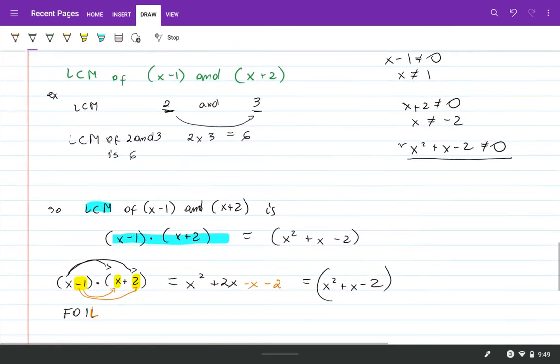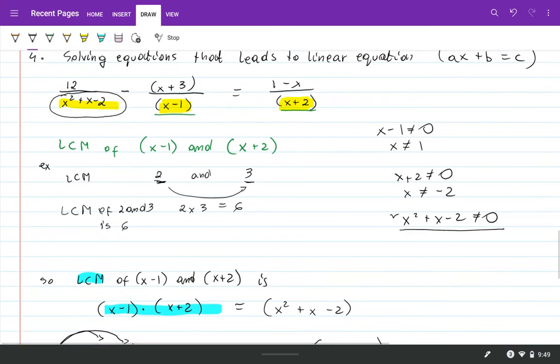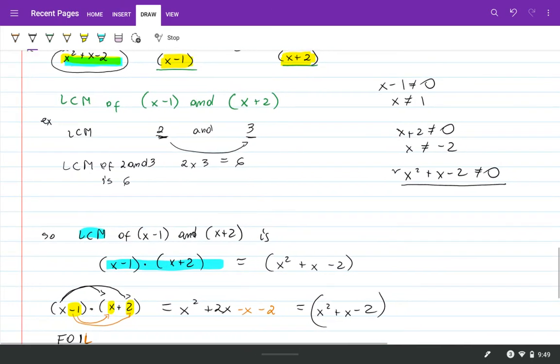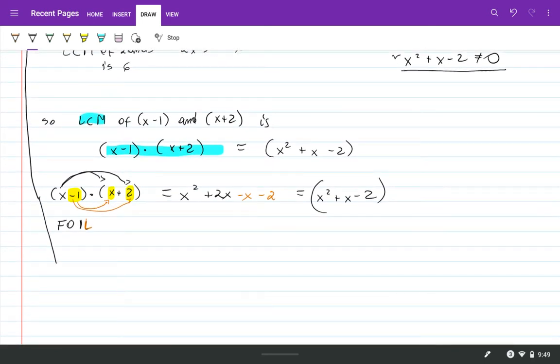So what I'm going to do with the original equation, I will go back and I will rewrite this denominator as a product of x minus 1 times x plus 2. So let me put a star and just move all the way here. So now we have 12 divided by x squared plus x minus 2, which is the same as x minus 1 times x plus 2.